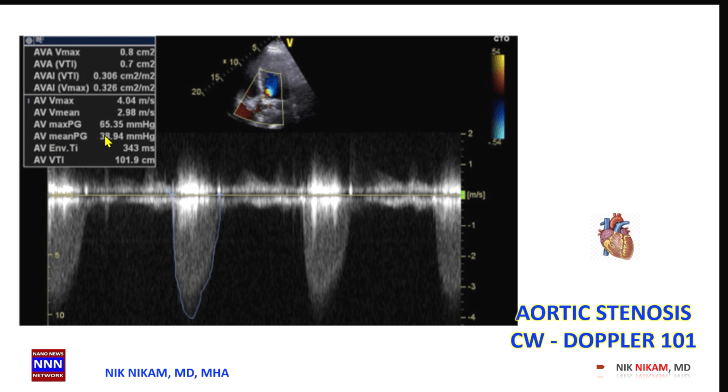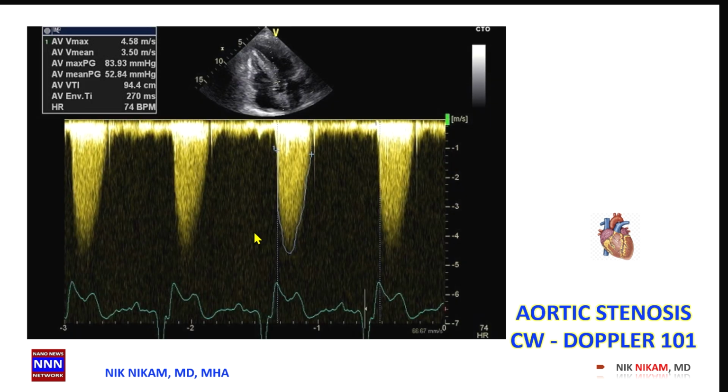It is the mean gradient that is used to determine the degree of aortic stenosis. If the mean gradient is greater than 40 millimeters of mercury, and if the velocity is greater than 4 meters per second, then it is supposed to suggest significant aortic stenosis. Then we have the aortic valve velocity time integral, which is 101.9 centimeters. Similarly, we calculate the time velocity integral across the left ventricular outflow tract using a pulse Doppler, as I told you before, and then using that formula we can calculate the valve area.